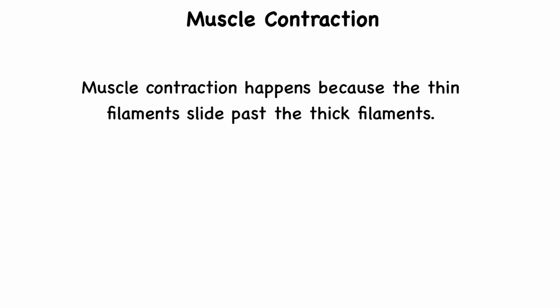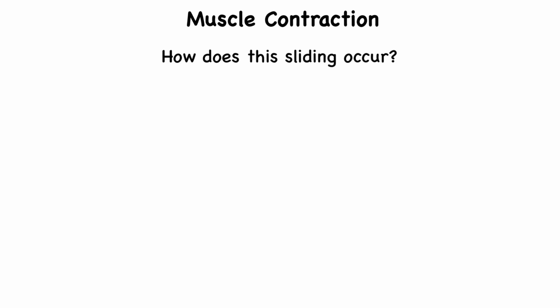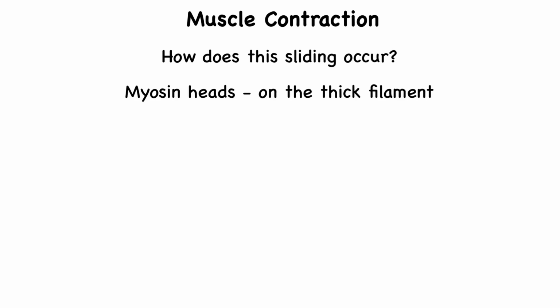It's not that the filaments themselves shorten, they keep their length. Instead, the sarcomere shortens because the filaments overlap more. How does this sliding occur? It all comes down to the myosin heads on the thick filaments. Think of them like oars or hands.